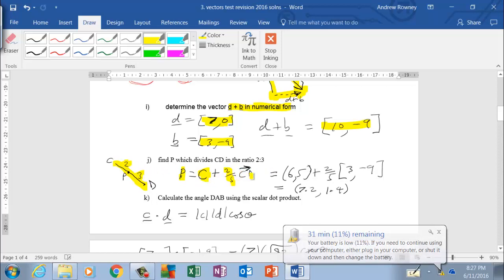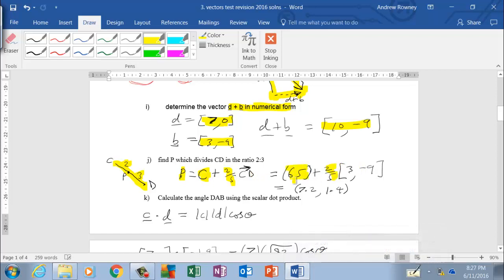So C plus 2/5 CD, there is our coordinate for C. There is our 2/5, and there's our vector CD. If you do 6 plus 2/5 of 3, you get that. 5 plus 2/5 of minus 9, you get that. So that's our point P.